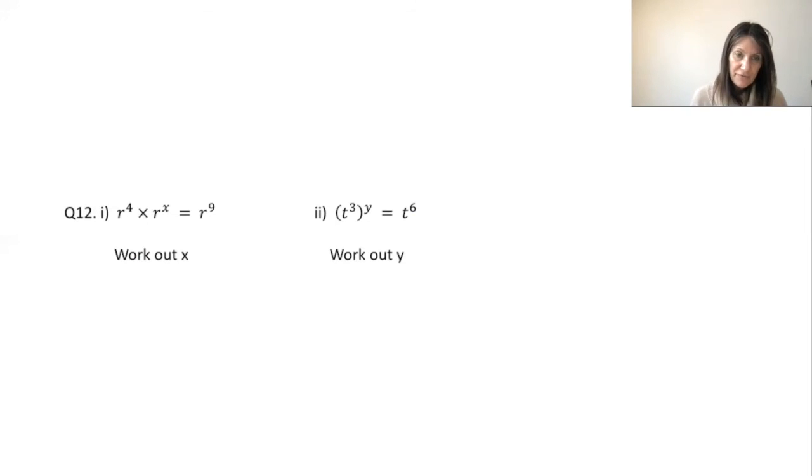Okay, so for this first one, we're working out x. It's a times question, so you add the powers. 4 plus something is equal to 9. So our x has to be 5. And then here it's the same thing. A power to a power is a multiplication. So 3 times y, a number I don't know, should be giving me 6. So y is equal to 2. All right.